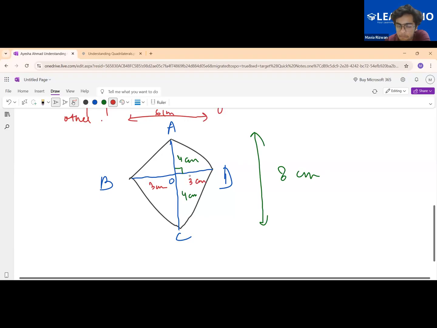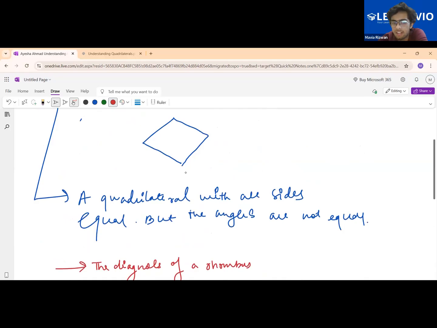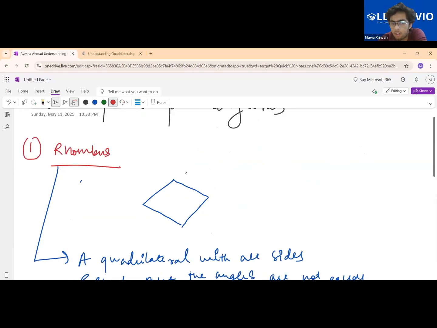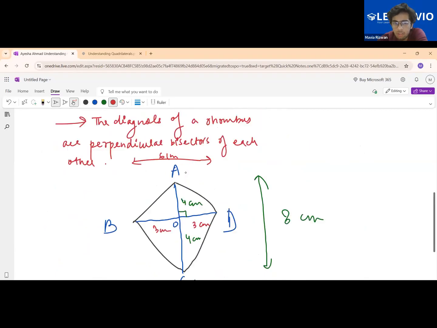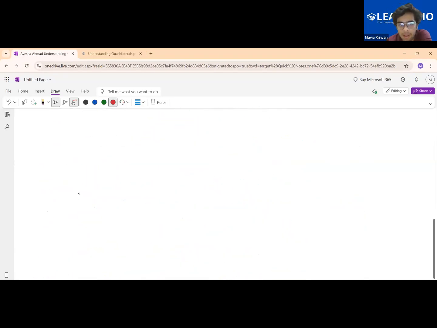Can you repeat once more? Sure. Aisha, first tell me, was it clear till here that all the sides are equal and all the angles are not equal? Yes. Right.